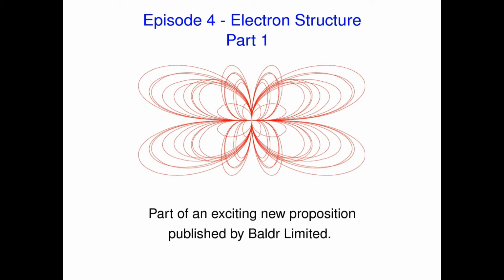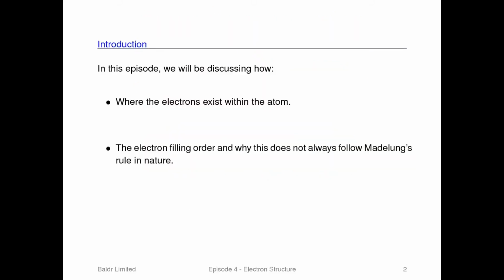This one deals with the electron structure, and it's the last video in this group, which gives you an overview of our proposition. In particular, in this video we will be showing you where the electrons exist within the atom, at least at 0 Kelvin, i.e. when they're not all moving and bouncing around due to being bombarded with heat. Also we'll be looking at the electron filling pattern, which nature follows, and explaining why it doesn't follow Madelung's rule.